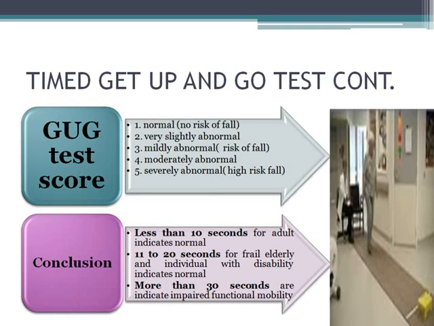Conclusion of this: if the patient covers the 3 meter distance in less than 10 seconds, it indicates normal for adults. 11 to 20 seconds is normal for elderly patients and for individuals with disability. But more than 30 seconds indicates impaired functional mobility. So we can conclude through this.